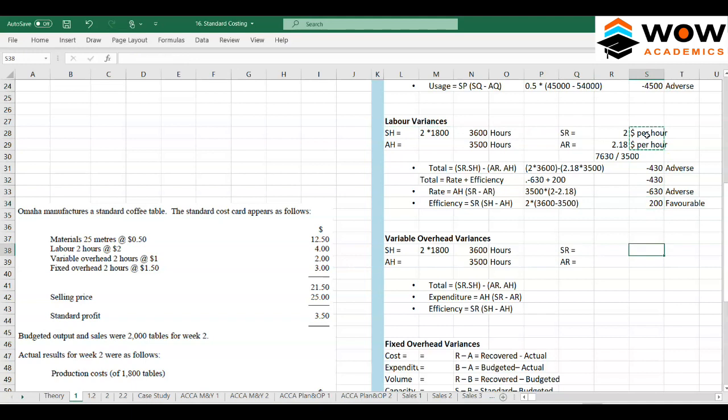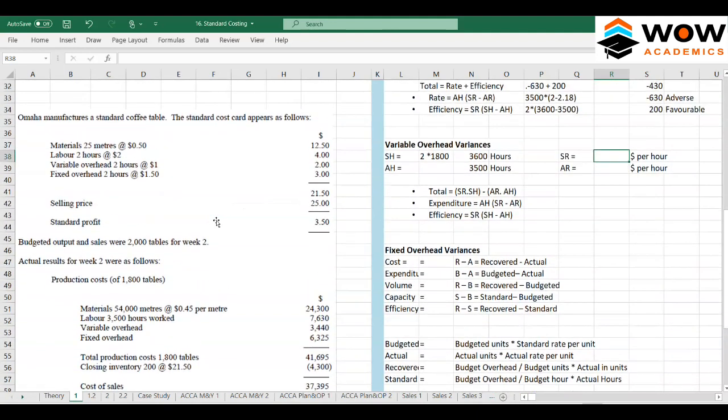So we'll start with the standard rate. If you see, that's clearly given. It is $1 per hour. Here you can also see the variable hours is 2 hours per unit. Labor is also 2 hours per unit, and variable overhead is also 2 hours per unit. Only if this differs do you have to compute it again.